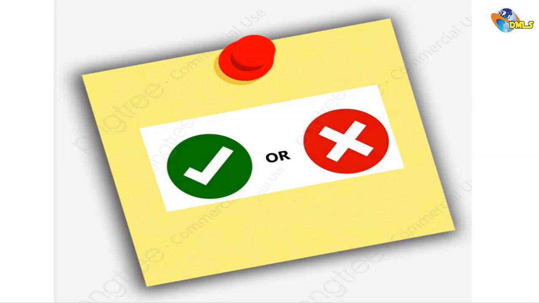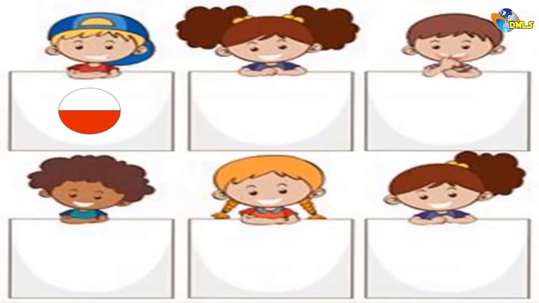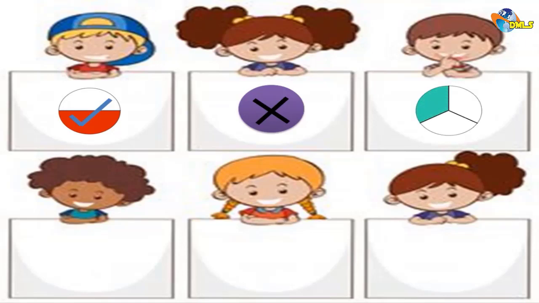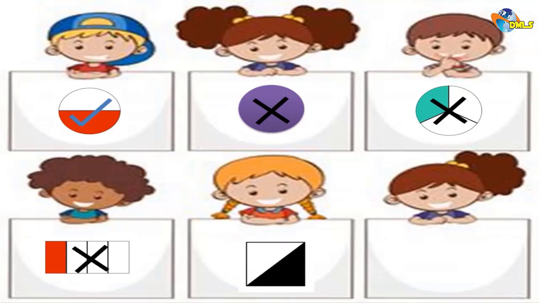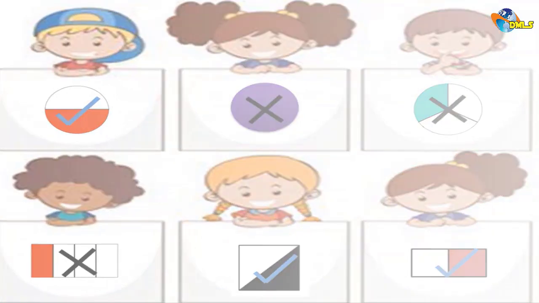Put a tick on the fraction that represents half. Excellent. This is half. This is a whole one, a whole circle, not half. That's 1 part out of 3 equal parts. This is not half. This is 1 part out of 4 equal parts, not half. This is 1 part out of 2 parts, that's equal half. And this is 1 part over 2. It's a half.